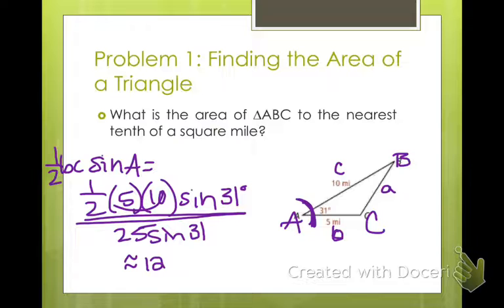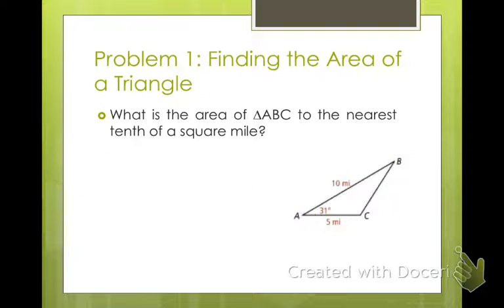I got 12.9 miles squared. Remember, we're measuring area. Area is miles squared. So that tells you how much area that triangle covers, even though it's not in a nice, pretty form that we would love to be able to use.